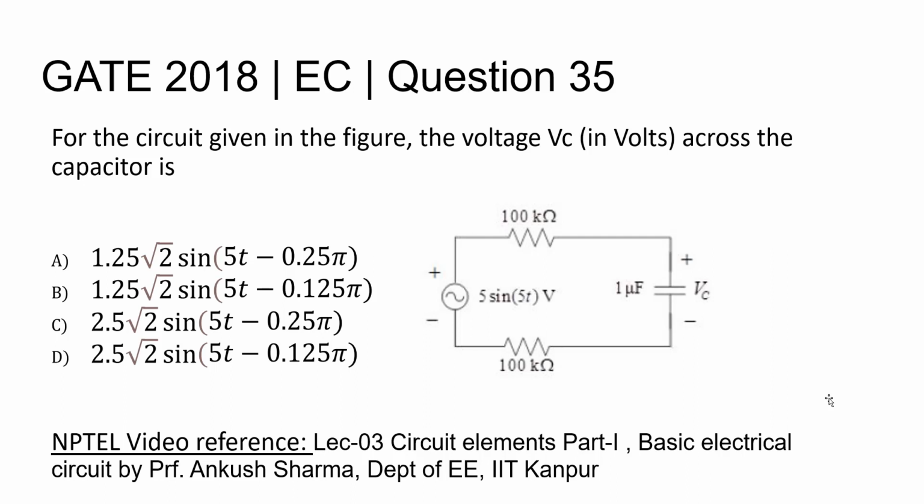Question 35, Electronics and Communication Engineering, GATE 2018. For the circuit given in the figure, the voltage VC in volts across the capacitor is dash. 4 options are given to us. We need to find out the voltage of capacitor in the circuit.